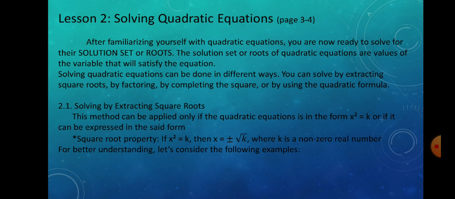Solving quadratic equations can be done in different ways. You can solve by extracting square roots, by factoring, by completing the square, or by using the quadratic formula. So let's start by extracting square root. This method can be applied only if the quadratic equation is in the form x squared is equal to k, or if it can be expressed in the said form. The square root property states that if x squared is equal to k, then x is equal to positive or negative square root of k, where k is a non-zero real number. For better understanding, let's consider the following examples.